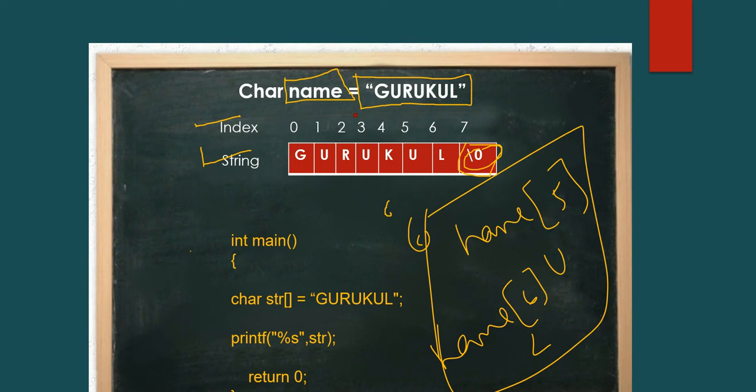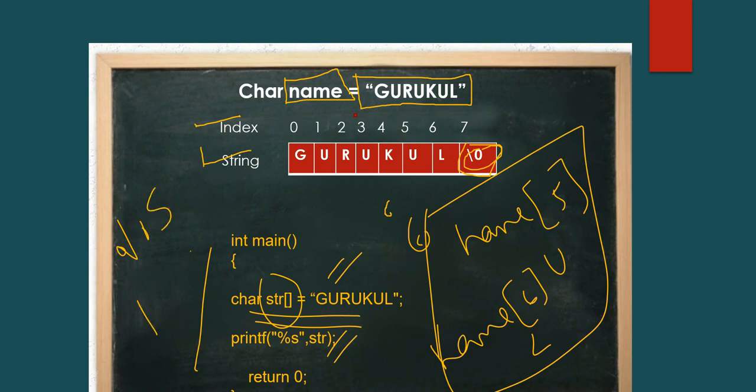This is a piece of code, a very basic one. This is the initialization of the string. Here the string name is str and it is initialized with Gurukul. And here I am just printing the string using %s. %s is usually used for strings, as we use %d for integers.